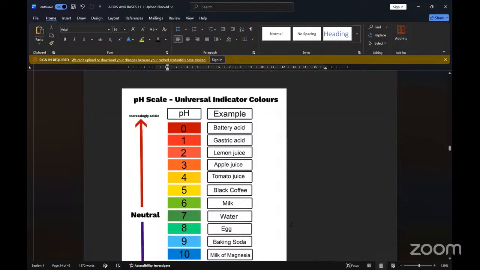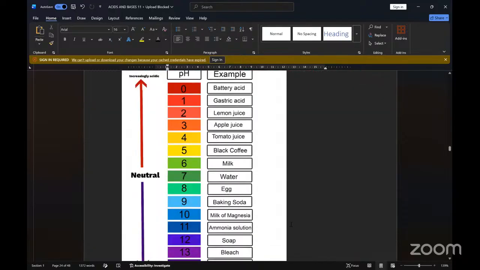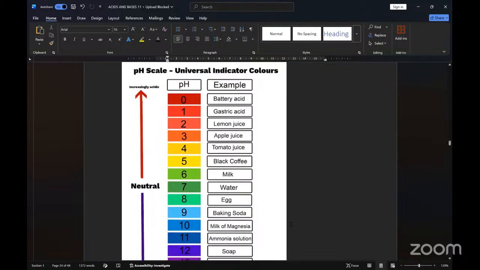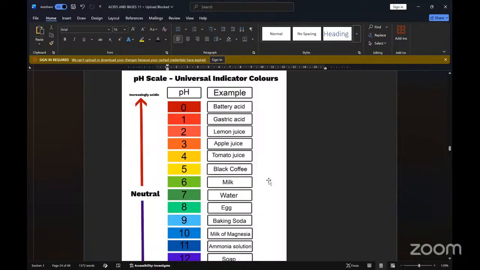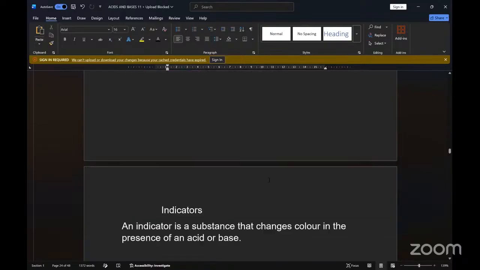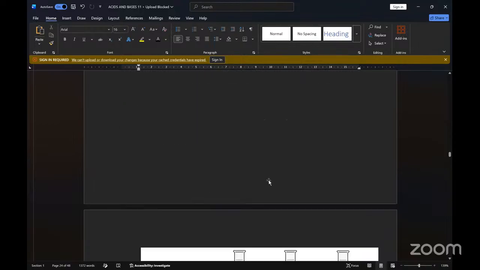Okay, so we are going to talk. Okay, this is just an example of a pH scale with different substances and how acidic or alkaline they are. You don't have to cram this. This is just something for your own entertainment.